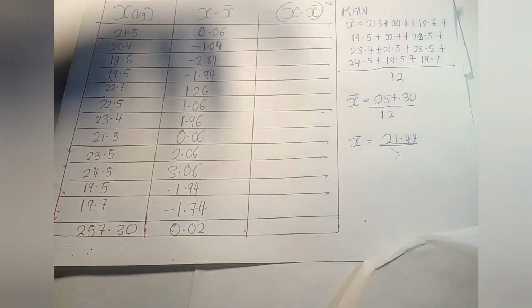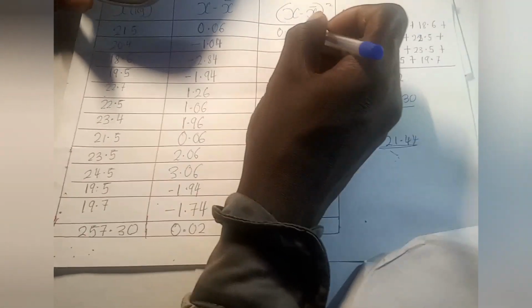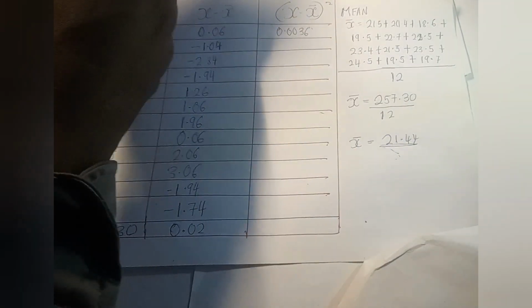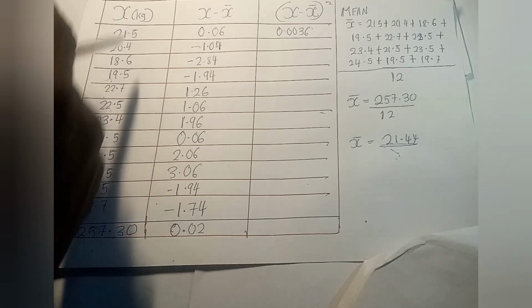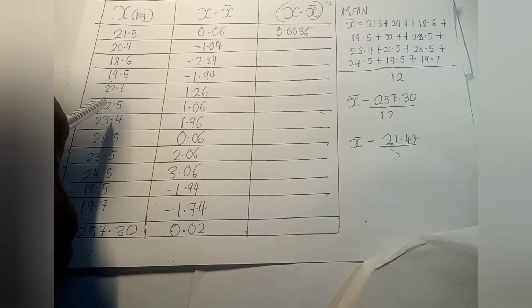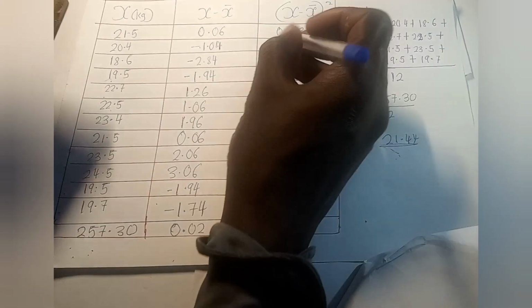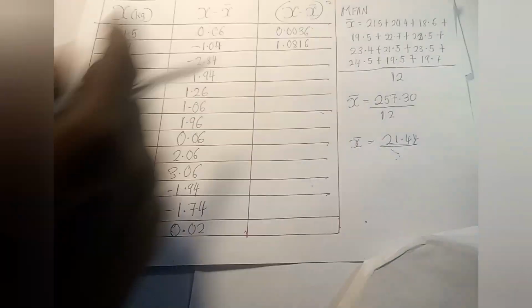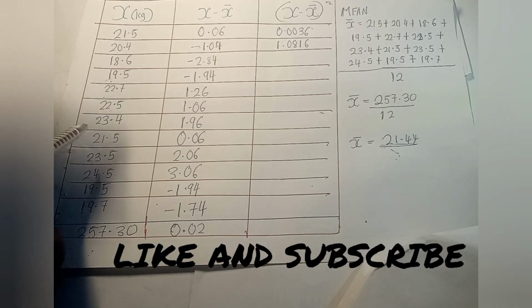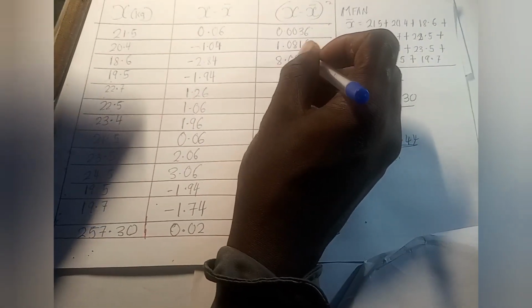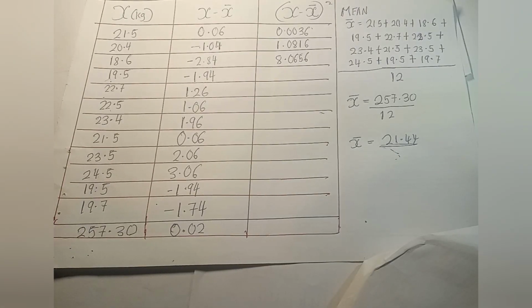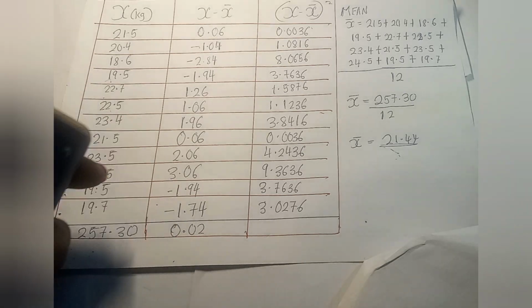So how do we find x minus x bar square? We just have to square all this and get the value of this. That's very simple. So let's go. 0.06 square is 0.0036. Then I'm going to square all this total. 1.04 square is 1.0816. 2.84 square is 8.0656. So after squaring it, I had 3.0276.